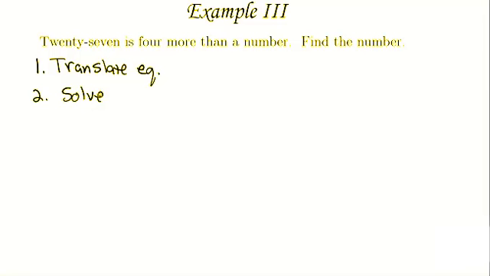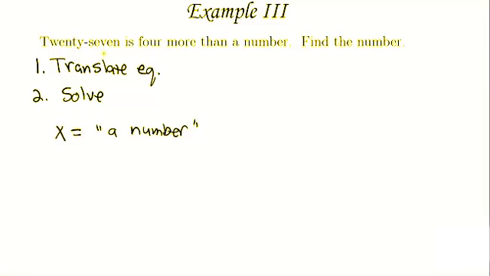Just as we've always done, we look at this and assign a variable. So I have 27 is 4 more than a number, and I'm going to let x equal this number. So I assigned a variable. The next thing to do is find out where the equal sign is. 27 is 4 more than a number. Is. That splits the equation into the left and right halves.